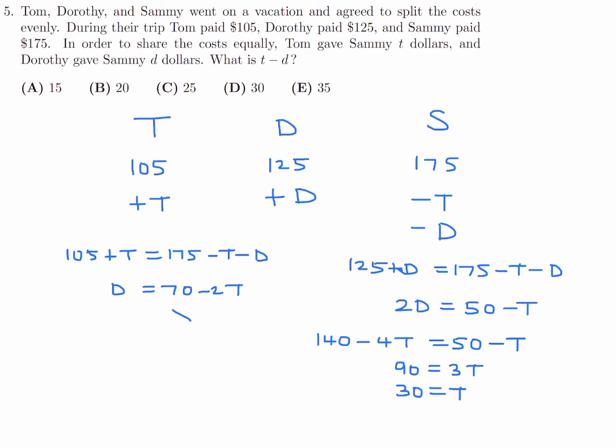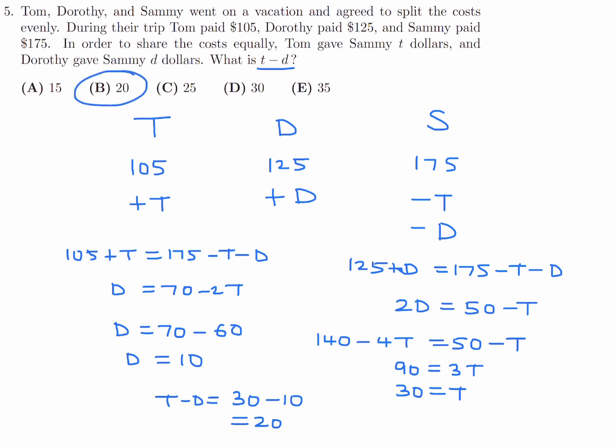Substitute that back into here. And if you do, you get D is equal to 70 minus 60. So D is equal to 10. And then finally, T minus D is 30 minus 10, which is 20. And therefore, the answer is 20, which is B for number 5.